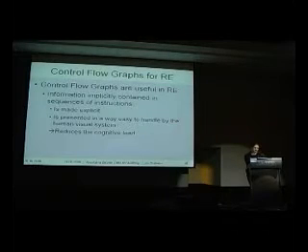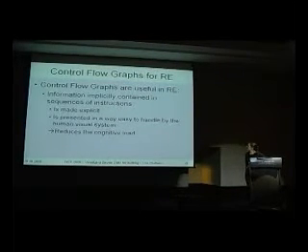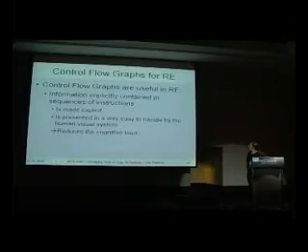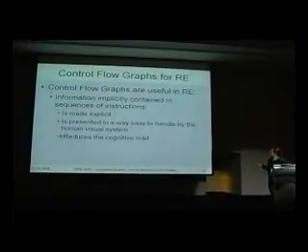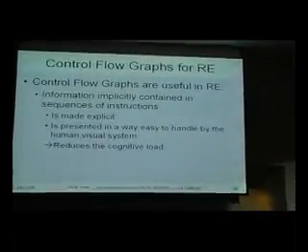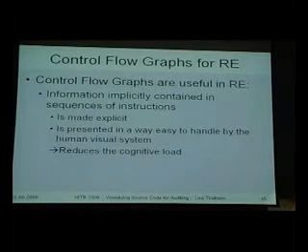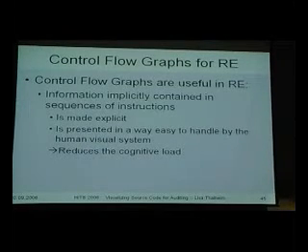So what actually makes control flow graphs useful in reverse engineering? They're pretty much taken for granted where I come from, but what makes them useful is that there's information implicitly contained in the instruction sequences, so you have just lots and lots of listings, and this information is made explicit if you build basic block graphs and depict the control flow within these graphs.